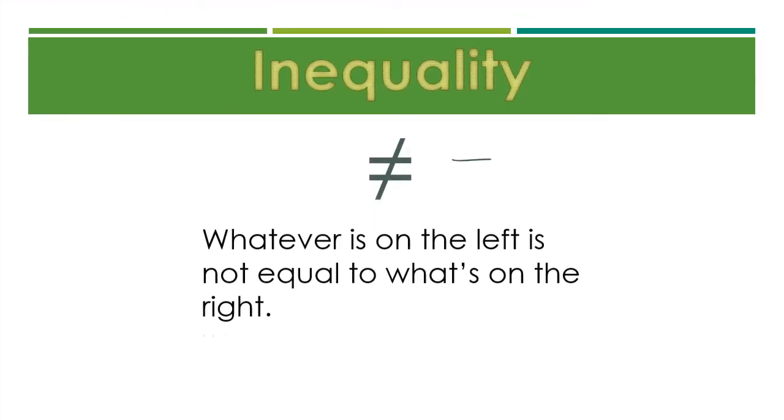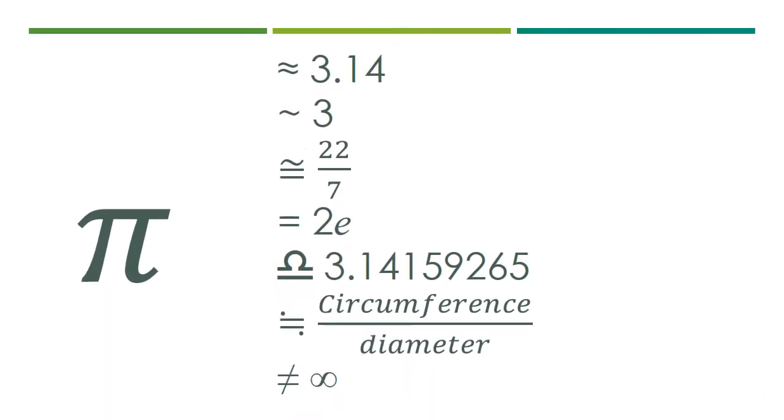An inequality is an equal sign with a slash through it, meaning that it is not equal. Whatever's on the left is not equal to what's on the right. And here we have a relationship between all of them, where pi rounds to 3.14, pi is just about 3, pi is approximately 22 over 7, pi is exactly equal to or the same value as 2 times e, a roundabout of pi is 3.14159265, pi equates to the circumference of a circle by its diameter, and pi is not at all equal to infinity.